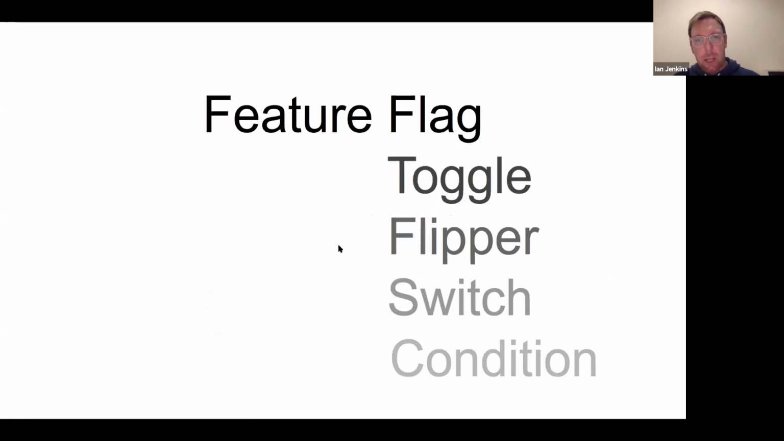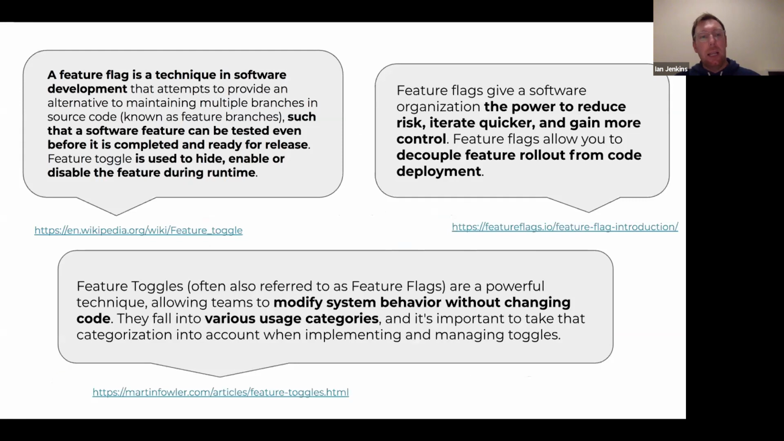Okay, so feature flags, often referred to by other names, such as toggles, flippers, switches, conditions. They're all the same thing. What exactly is a feature flag? So we've got a few definitions here. First of all, the Wikipedia article on feature flags or feature toggles describes them as a software development technique. They talk about software features being able to be tested before they're ready for release, and this idea of being able to enable or disable features at runtime.